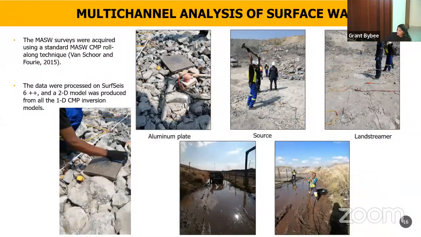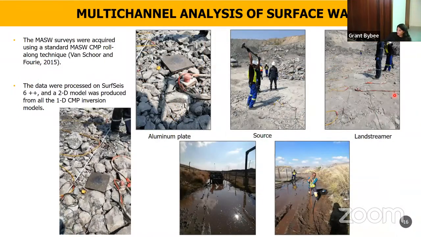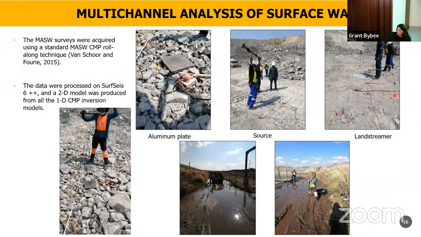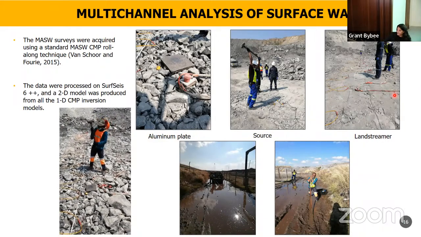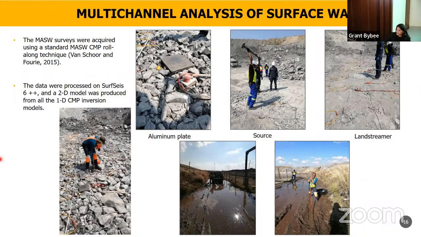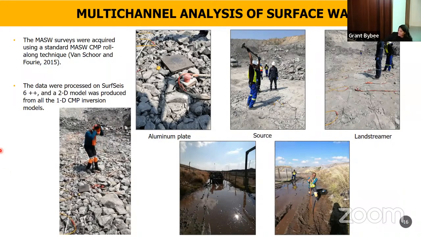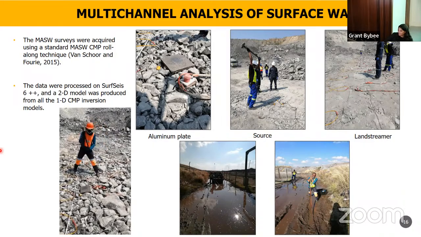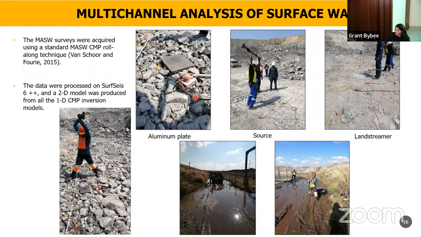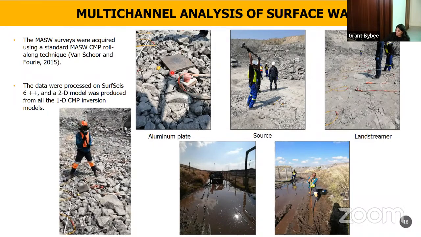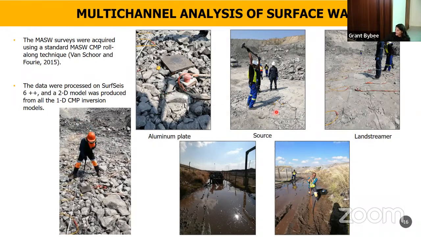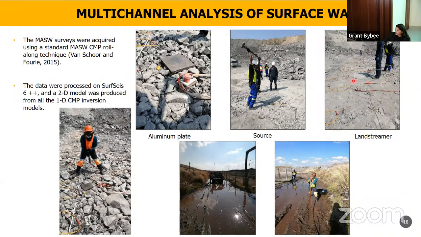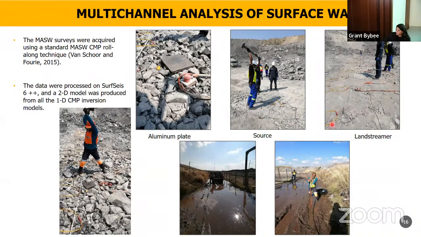The next thing we did was the multichannel analysis of surface waves. So we used a standard roll-along technique to do this. Note that safety is an important thing in the field. The data was then processed in SurfSeis, and a 2D model was produced from all our 1D CMP inversion models. For the sources, we had an aluminum plate to improve the coupling because it was a hard rock environment. And then we used a hammer as our source, and our receivers were a land streamer.